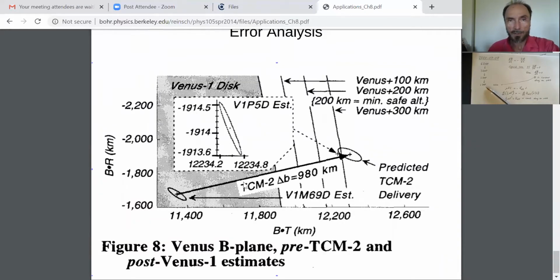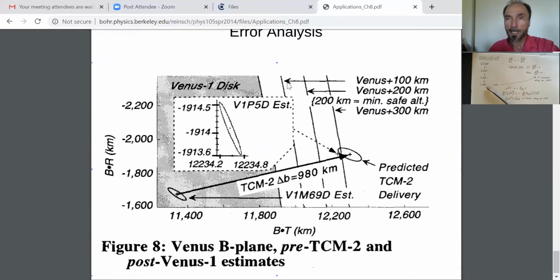The shaded region is the disk. Okay, imagine looking at a picture of the planet Venus and zooming in, so you're looking at essentially the surface of Venus. To the left of this line, that shaded region, that's Venus. And here we have some markers, the altitude. So Venus plus 100 kilometers.